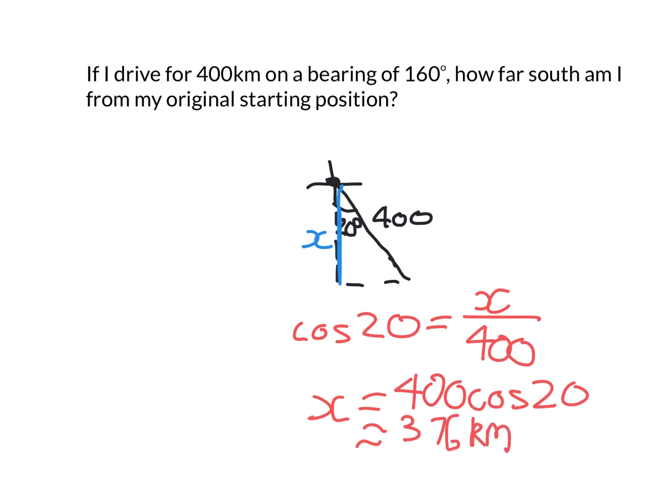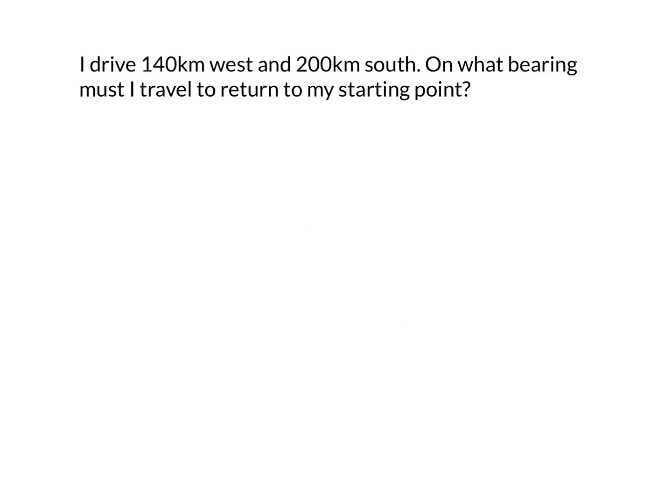All right, let's now look at a question in which we have to find the bearing. So I drive 140 kilometers west, 200 kilometers south. On what bearing must I travel to return to my starting point? Once again, in trigonometry, if you are not given a diagram, draw one. So what we're going to do is draw our little compass. This is our starting point. And then what's happened is we've gone 140 kilometers west and then 200 kilometers south. So we've ended up at this point here.